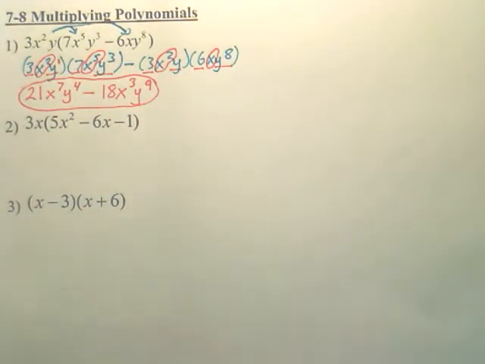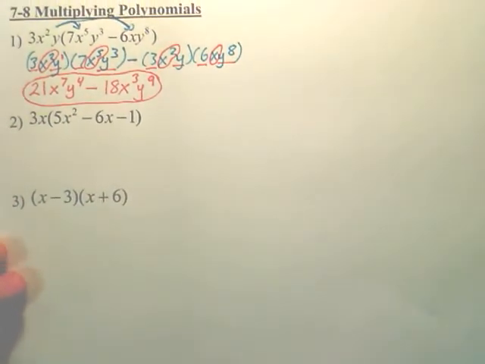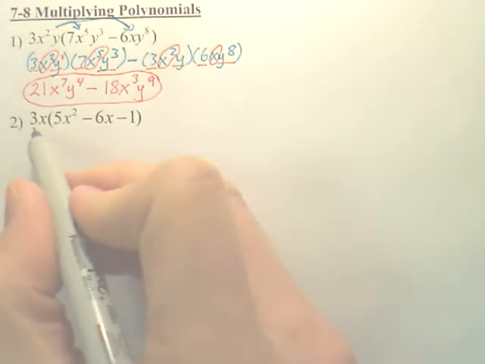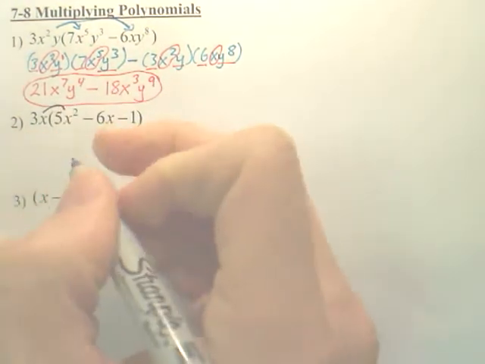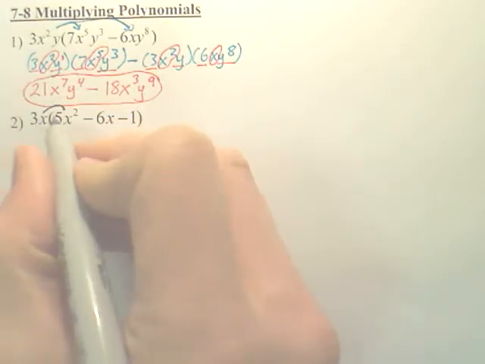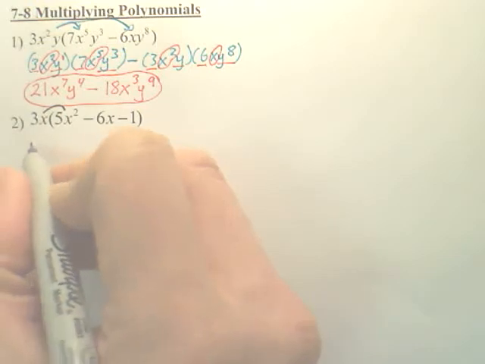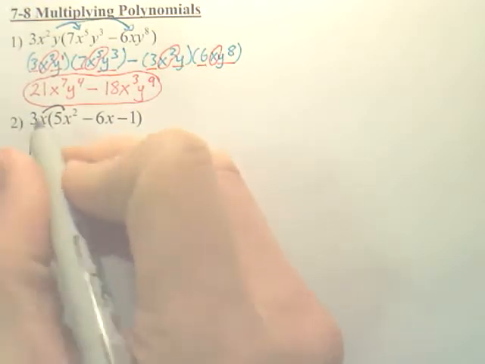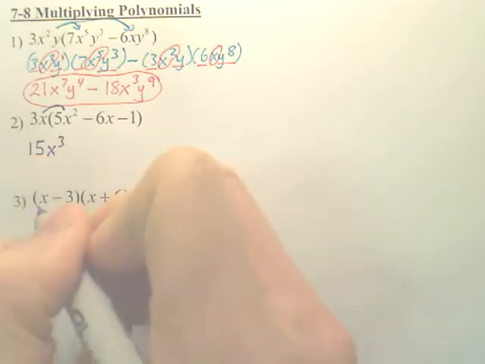Alright, next one. You're going to multiply the polynomials here. So we're going to multiply this 3x times each piece here. It's distributive property again. So you're going to multiply these two. And you get 3x times this. So you get 3 times 5. Looks like it's going to be 15. And x times x squared. Looks like it's going to be x to the 3rd.